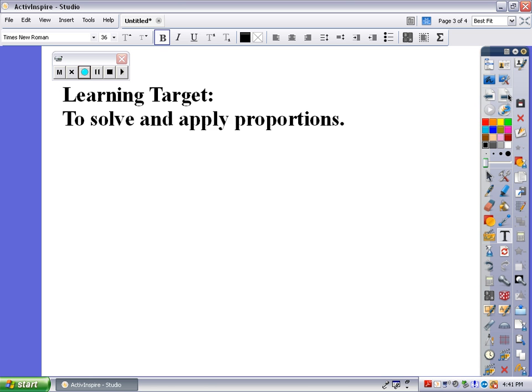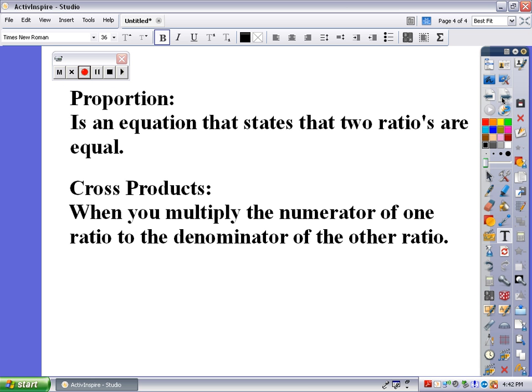Okay. All right, so today, learning target, again, is to solve and apply proportions. I will tell you that this skill, like I told you when you were in my junior high class, is an important skill to understand. A lot of students end up using proportions to solve very difficult, challenging problems later on in life.